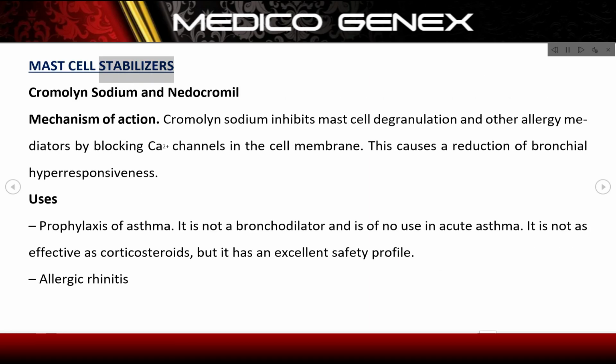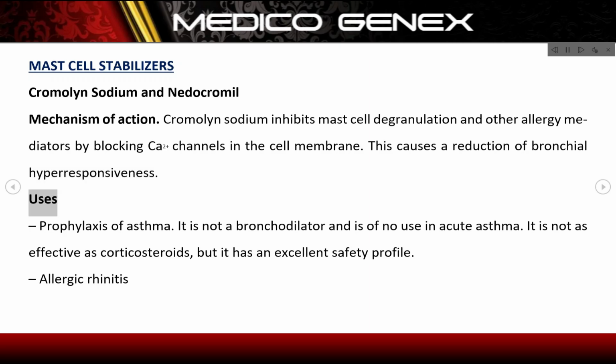Mast cell stabilizers: cromolyn sodium and nedocromil. Mechanism of action: cromolyn sodium inhibits mast cell degranulation and other allergy mediators by blocking Ca2+ channels in the cell membrane. This causes a reduction of bronchial hyperresponsiveness.